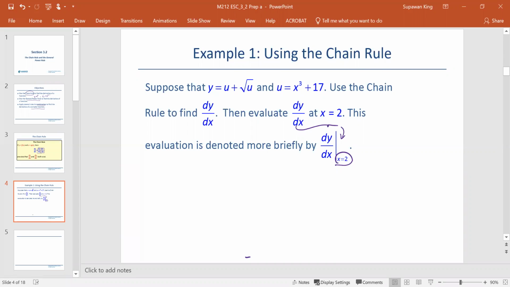Using the chain rule to find the derivative, we have y in terms of u and u in terms of x. So dy by dx will be the product of dy by du and du by dx.